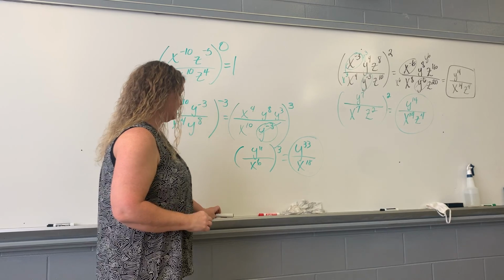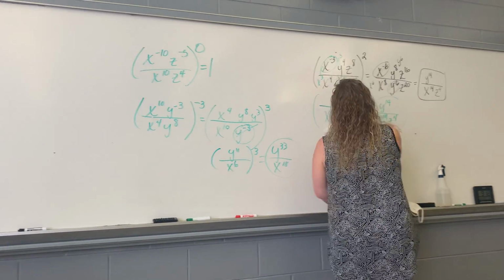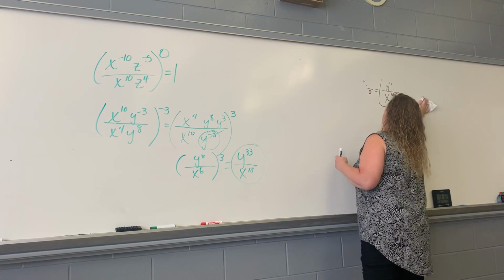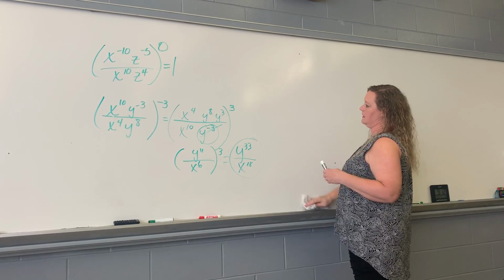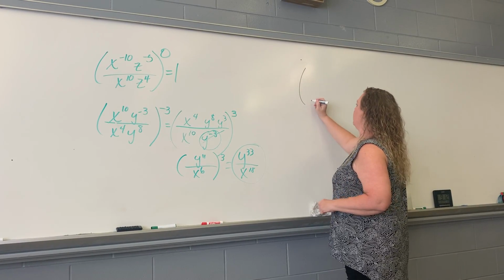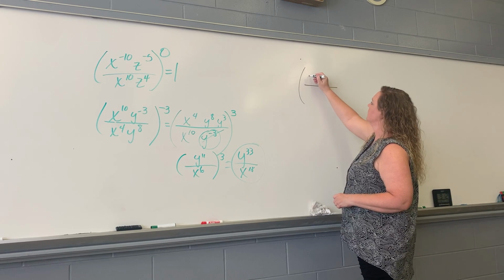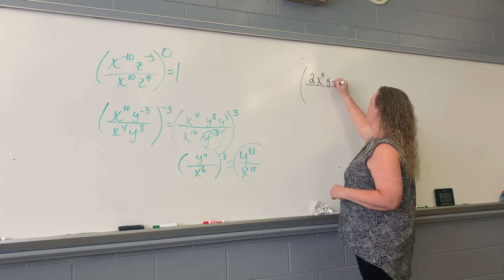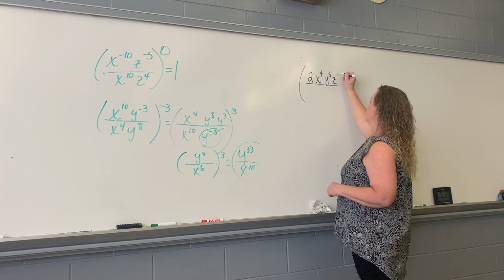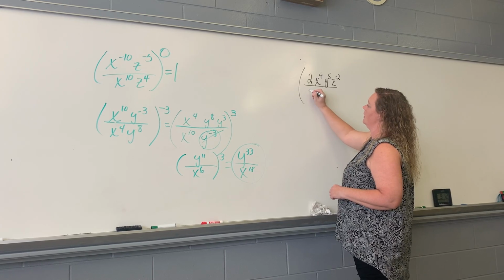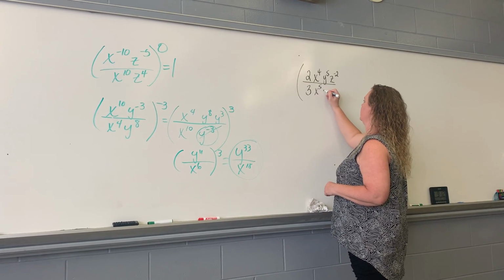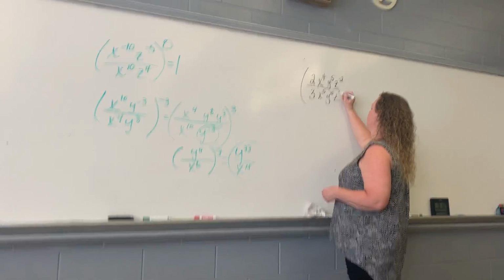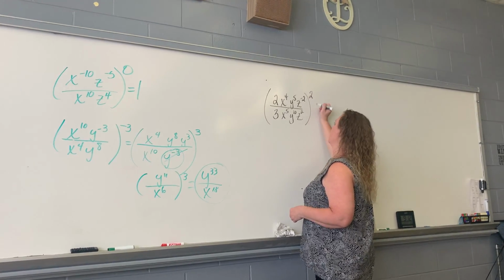Last little part. What happens if I put a number on the inside of that parenthesis here? So what happens if I have 2x to the 4th, y to the 5th, z to the negative 2, over 3, x to the 5th, y to the 10th, z to the, all to the second power.